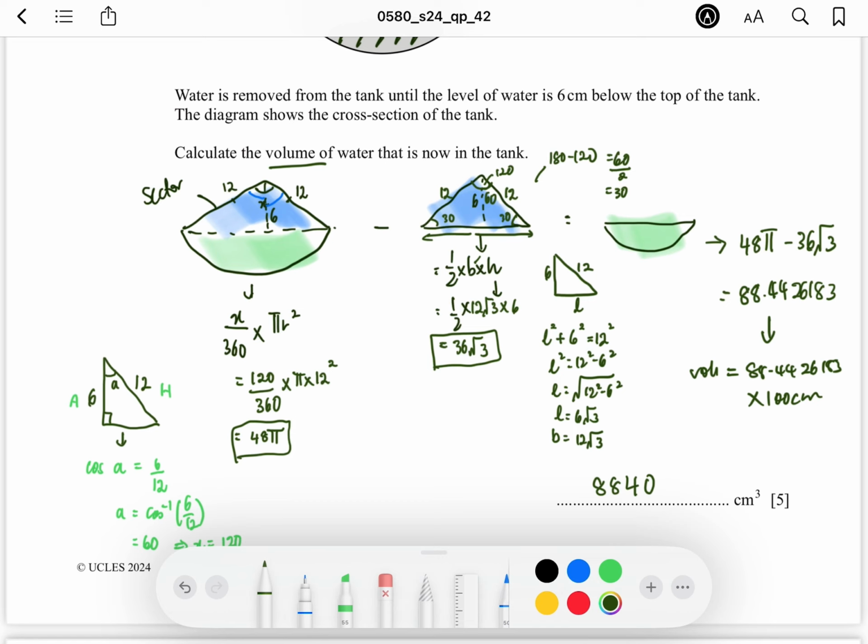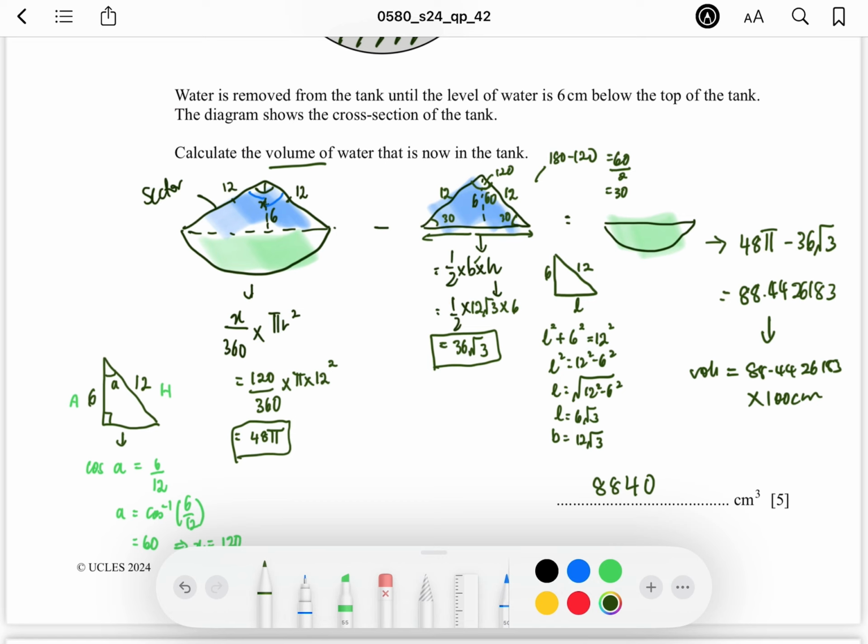Right angle triangle problem, non-right angle triangle. In this case, we use sector, and we use right angle triangle. We find angle, we find side. There are many unknown sides, many unknowns that we need to find. But in the end, that would be the sequence of thinking process that you need to adopt.